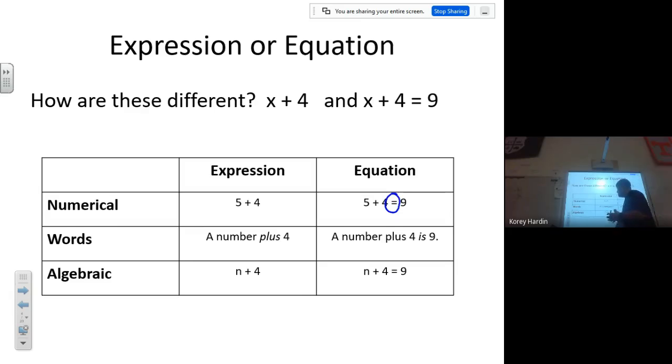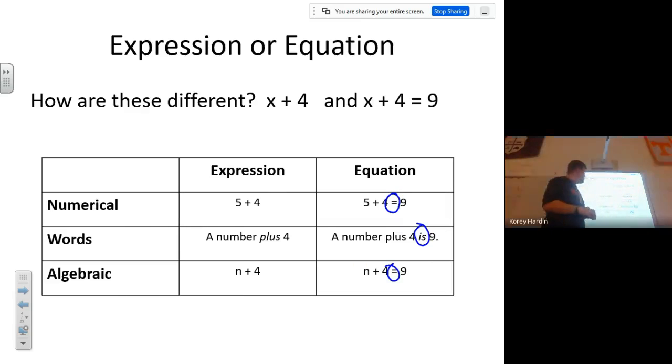If we talk about words, an expression is a number plus 4. Equation: a number plus 4 is 9. So once again, we've got something equaling, or something is. We've got an answer, okay? And then algebraically, that's a fun word, n plus 4 and n plus 4 equals 9. Once again, we have an equal sign, okay? Expressions do not have equal signs. Equations have equal signs, okay? That's the main difference right here.